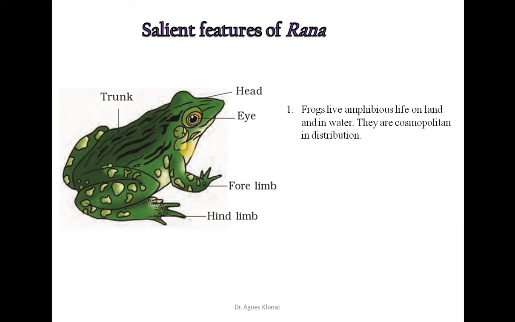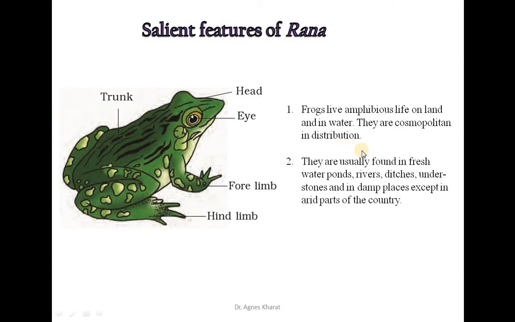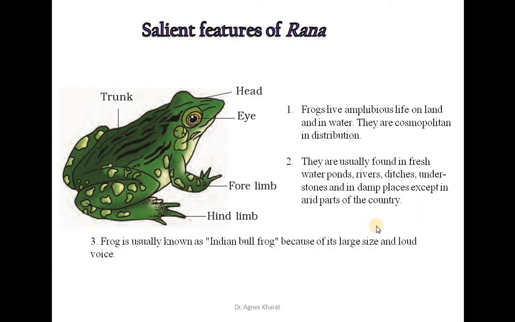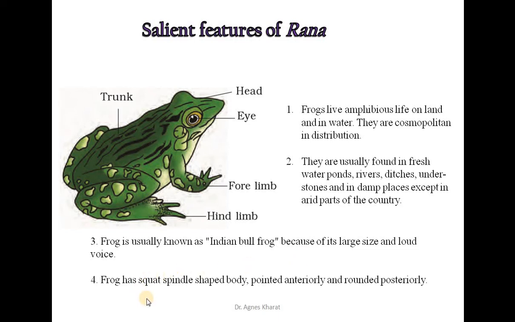Frogs live amphibious life on land as well as in water. They are cosmopolitan in distribution. They are usually found in freshwater ponds, rivers, ditches, under stones and in damp places except in arid parts of the country. This frog is usually known as Indian bullfrog because of its large size and loud voice. Frog has squat spindle-shaped body, pointed anteriorly and rounded posteriorly.